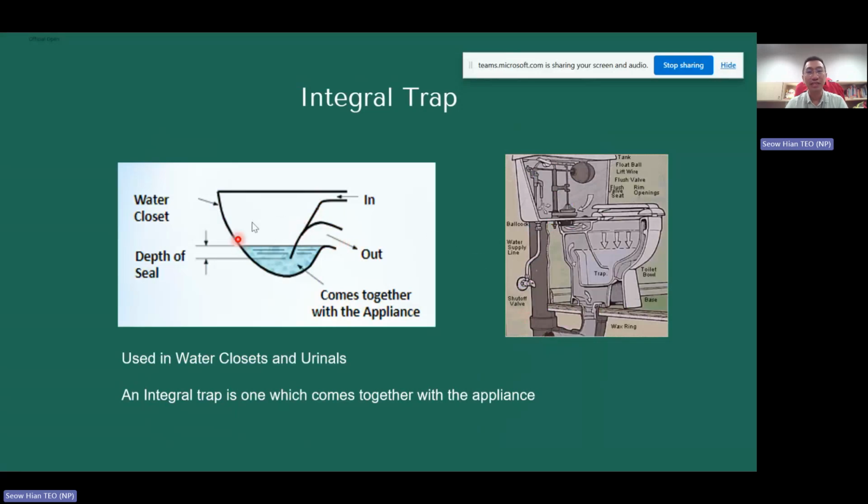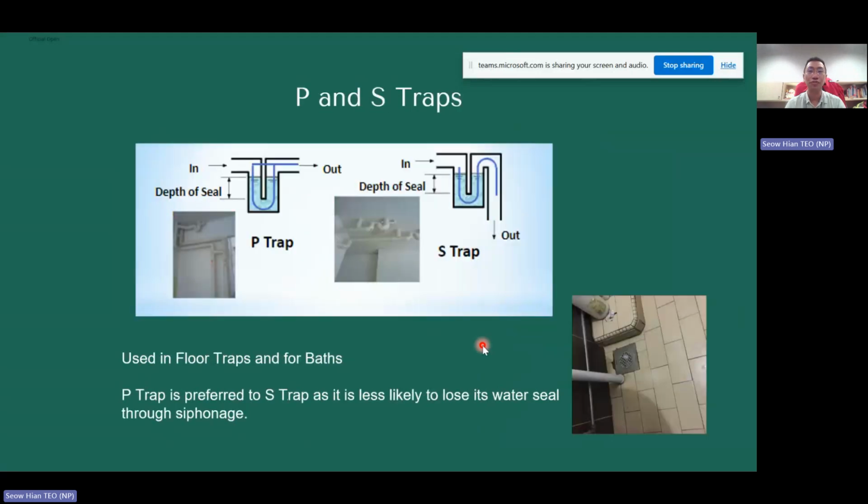Okay, integral trap is like it's integrated. So you can see this water closet, water comes in, there's a depth, and it's integrated so that foul gas shouldn't be able to come in. So this is how it actually looks. The section of it is kind of integrated, so it's called an integral trap. P trap and S trap.